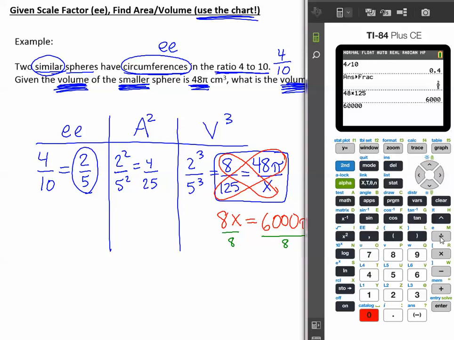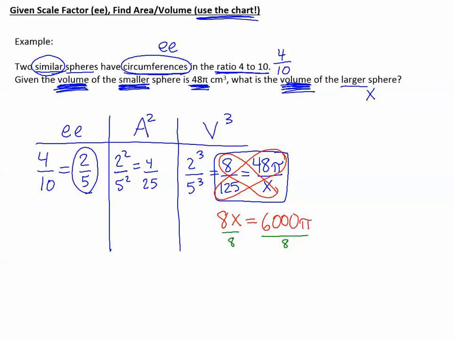Back to my calculator, I'm going to do just the 6,000 divided by 8 part. Whoops. You know what? I already have 6,000 as the previous answer. I'm just going to type divided by 8. And I get 750. So I know that x equals 750, but of course I didn't type pi, so I still write pi. That means the volume of the larger sphere is 750 pi centimeters cubed. Remember, they're asking for volume, and volume is cubic units.